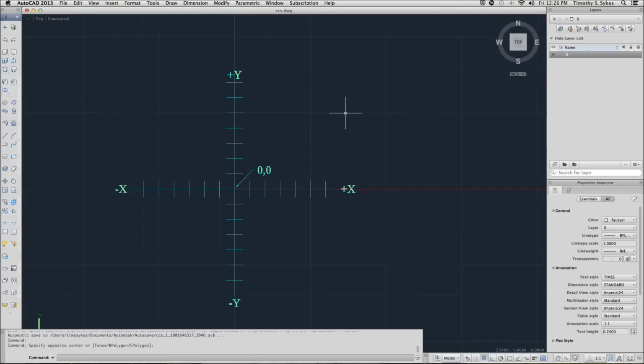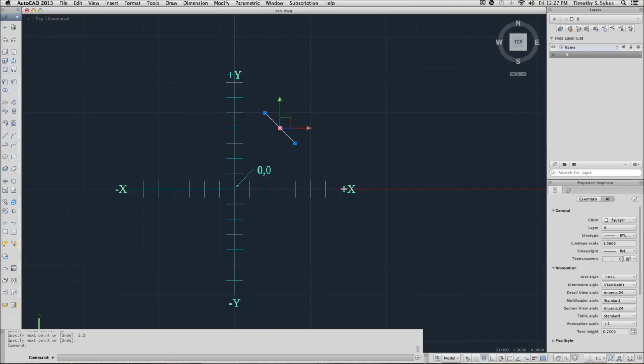I'll begin by drawing a line from absolute coordinates 4, 3 to 2, 5. I'll complete the command. Now what I have is point 4, 3 right here and point 2, 5 right here with a line drawn between them.